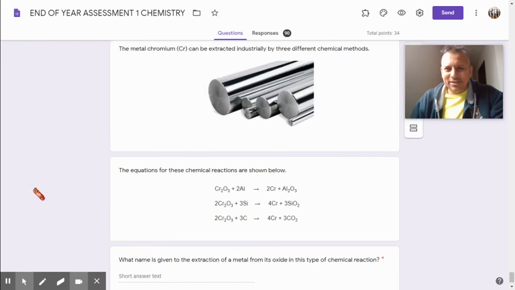I also had great fun finding a really good picture. This is actually a picture of chromium as well. It's a beautiful, shiny metal. And that's it. That was the end of year assessment.